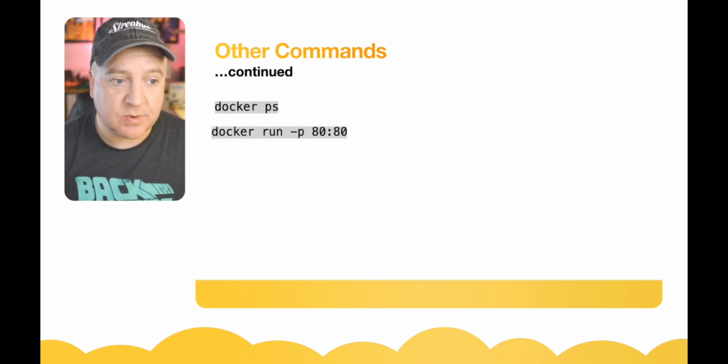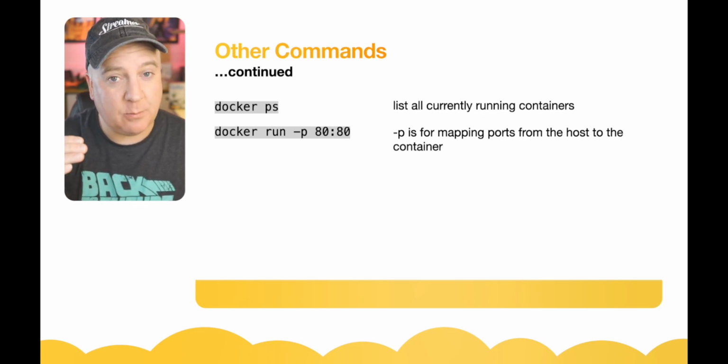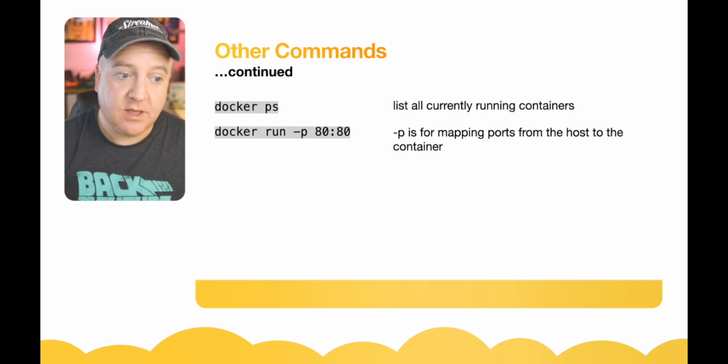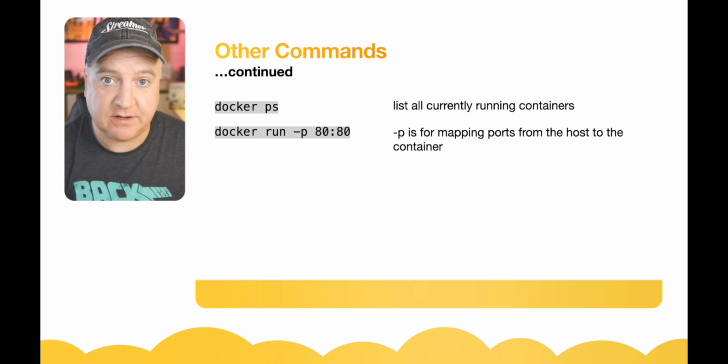So some other commands as well: we have docker ps, and that's a bit like the processes. We can see which of the containers are currently running on this machine, and we can also do docker run -p and then the numbers of two ports separated by a colon. So in this case 80:80 will mean we map the host port 80 to the container's port 80. Any traffic to port 80 will be passed through to the container that's running that.